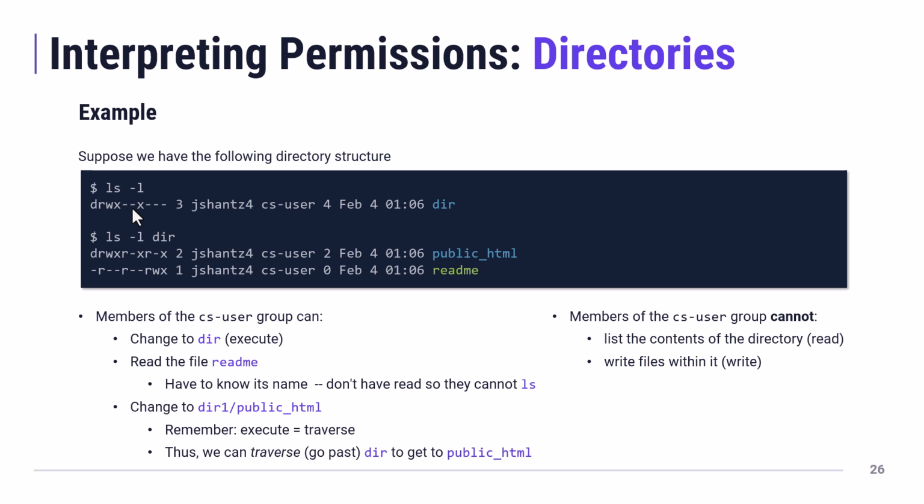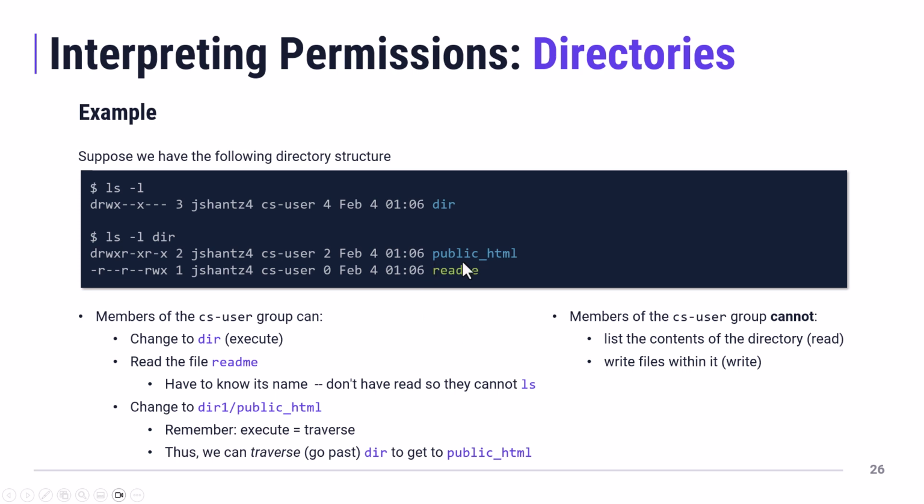So they can get into the directory because they have execute permissions, and they can also read the file readme because they're able to get into the directory. They have read permission on the file readme, so if they know that there is a file named readme in that directory, they can cat that file. They just can't type ls to see that it's there, but if they know it is there and they type cat readme, they're able to get in the directory and they're able to read the file, so that will work.